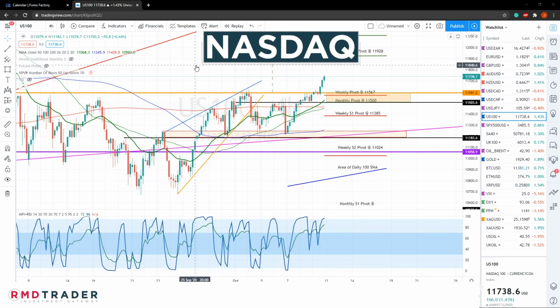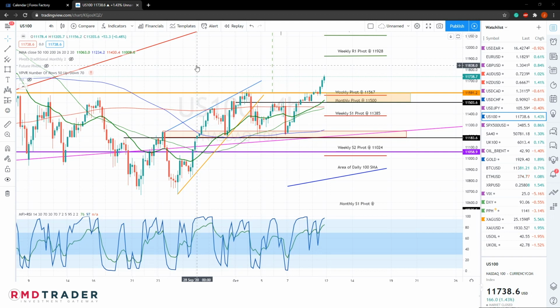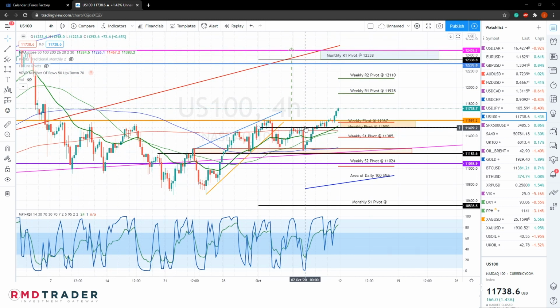We are moving on to the US 100 or NASDAQ 100. Last week saw this rising wedge fail, and we saw price initially break lower and then found some support from our 4-hour 100 SMA, and from there it rallied all the way back above the monthly pivot at 11,500, and that means there's probably quite a few traders now trapped short, especially those who have not honored a stop loss.